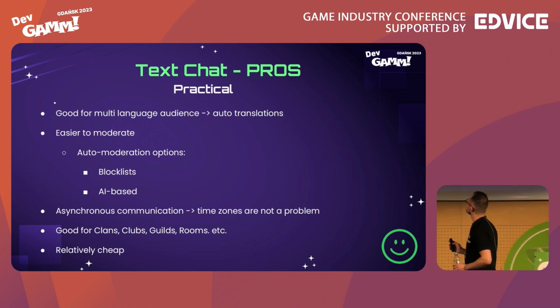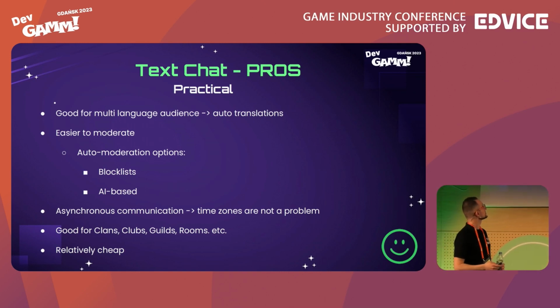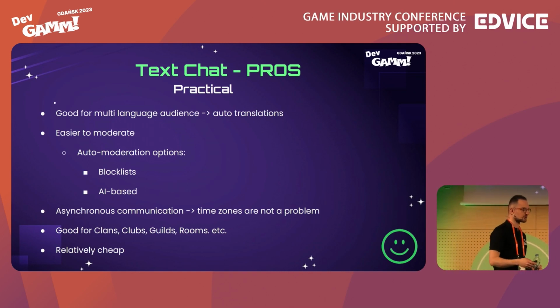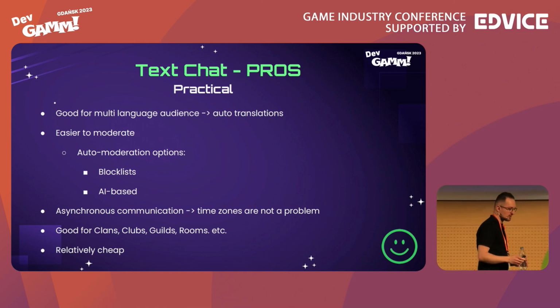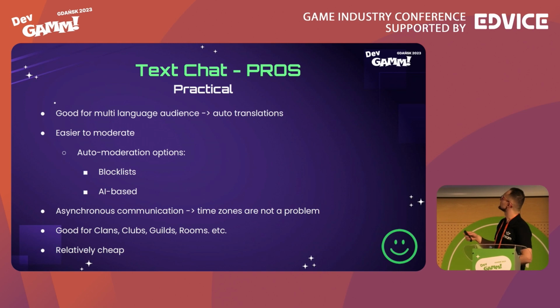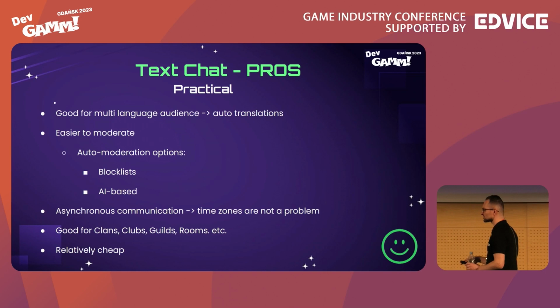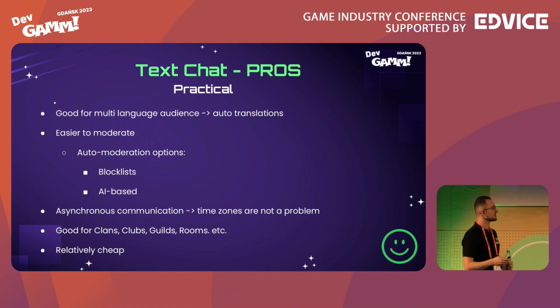Another thing is that text communication is a lot easier to moderate, simply because there are a lot of automatic options available for us. The most basic one is the block list. This means that you have a predefined list of profanities, words that you wish players to not use. If you detect that a player is using one of them, you simply discard the message and do not show it to other players.